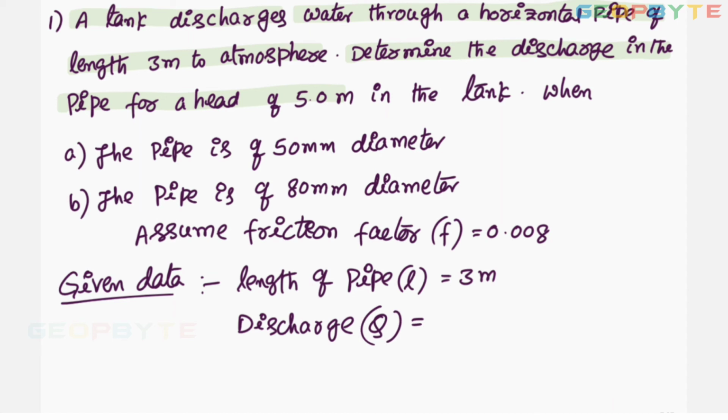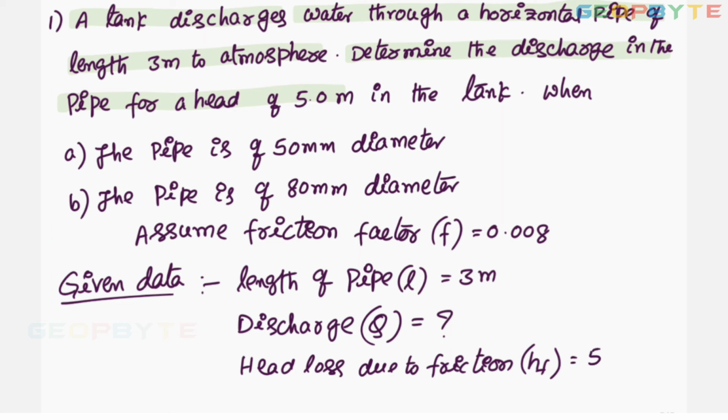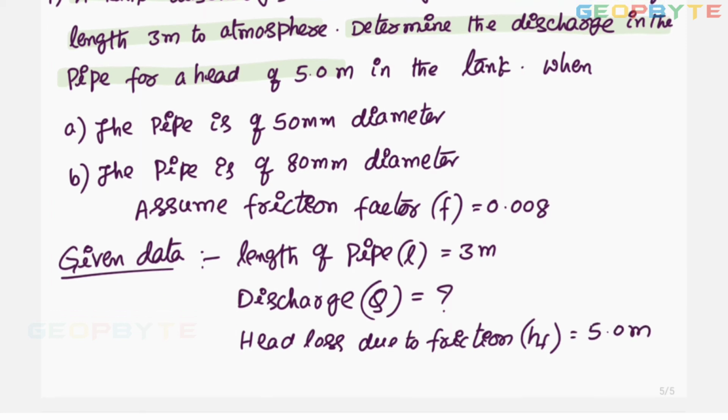Discharge Q you are asked to find, for a head of 5 meters in the tank. Here head means head loss due to friction. By the time that much amount of head is flowing, how much discharge is there? That is the head loss due to friction, 5.0 meters.